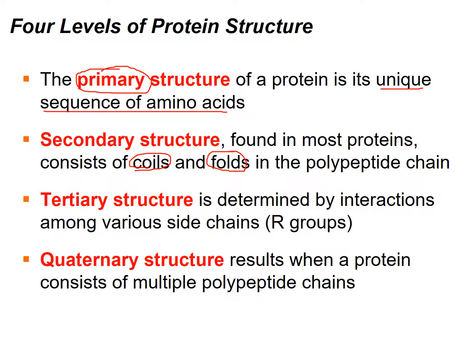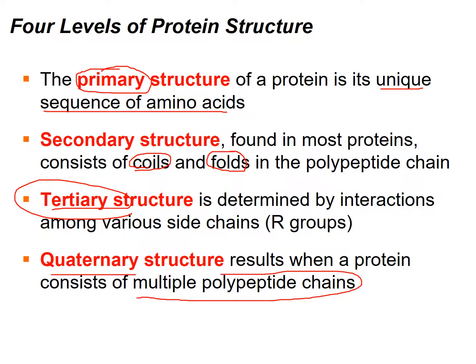Now, if in certain parts they're forming coils, other parts are forming folds, well, what are the sequence of those coils and folds and twists and turns? That is what we call the tertiary structure. Tertiary structure is nothing more than helix, turn, straight part, turn, helix, helix, turn, blah, blah, blah, until you hit the end. And then quaternary structure.